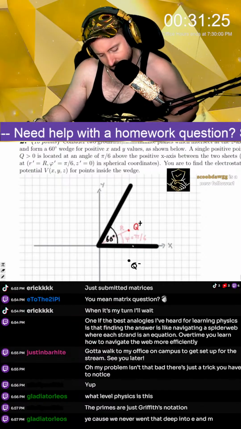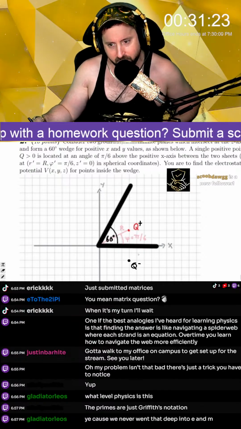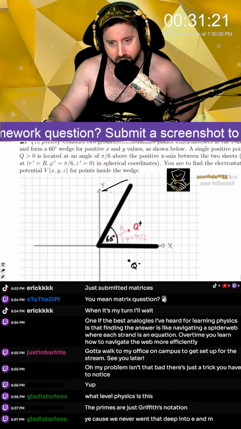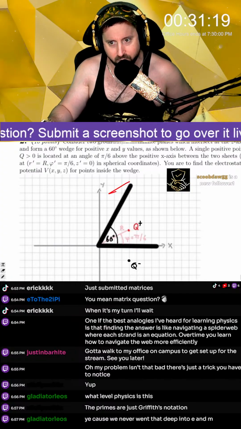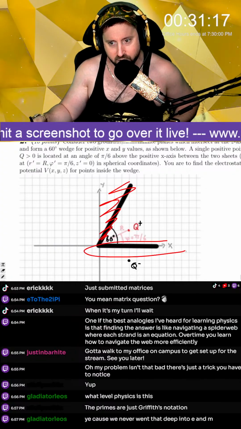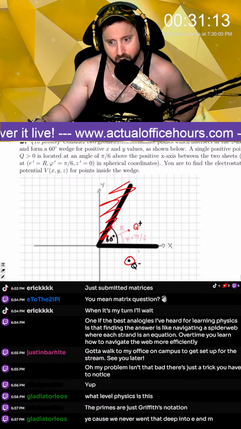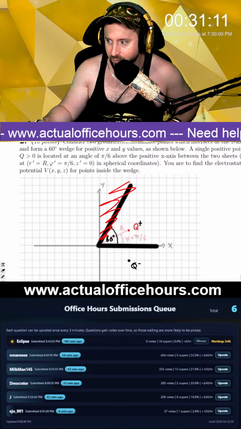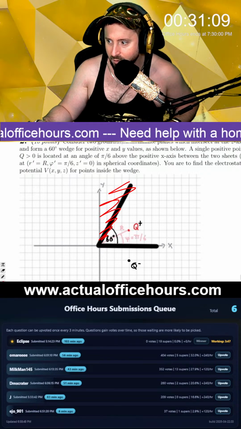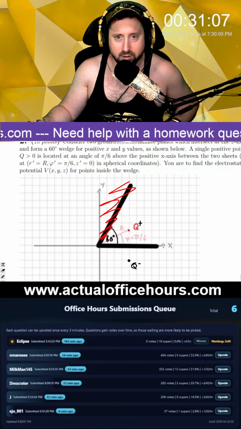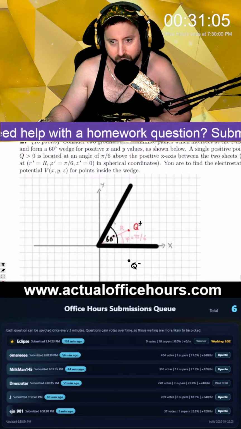Nice. Am I on the right path at least, Eclipse, at first? Let's pretend that I didn't even have to worry about this part of the wedge. If I just had this wedge and I wanted this to be an equipotential, I'm pretty sure I would call this Q minus and I call this Q positive. Yeah, it's real E&M. It's upper division E&M.